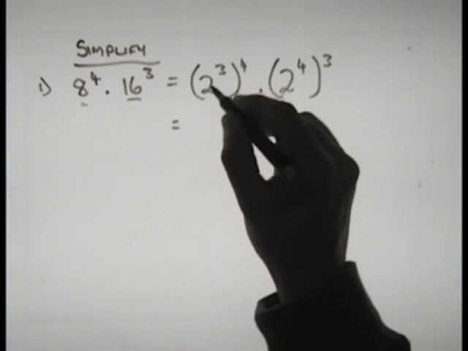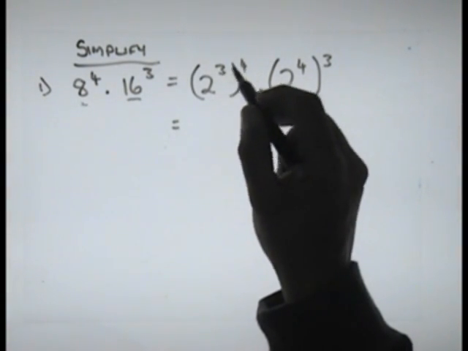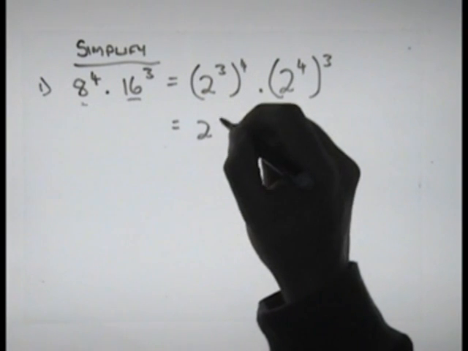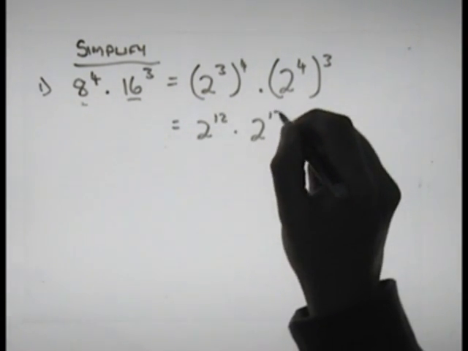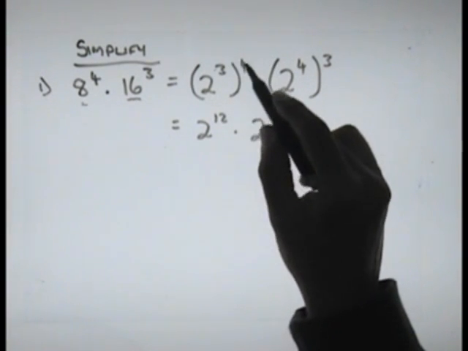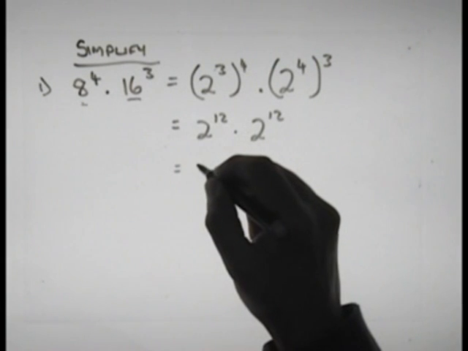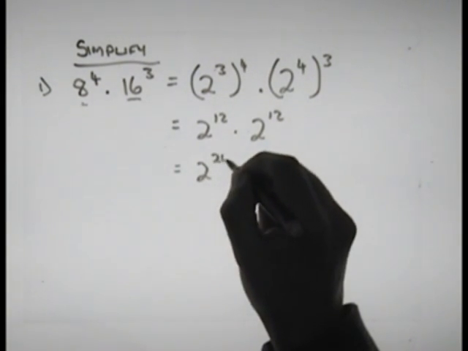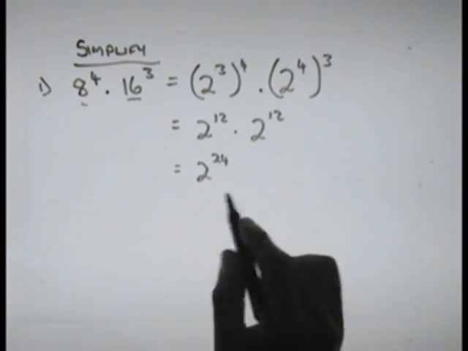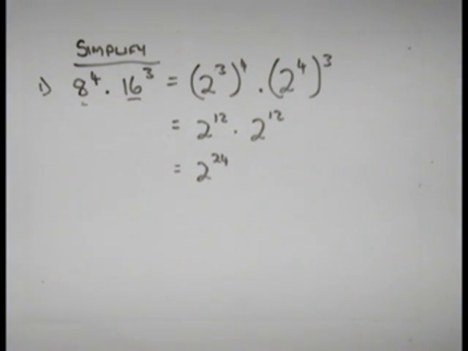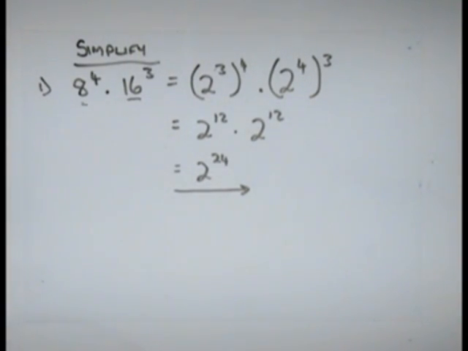That's going to give me, using the distributive law, 2 to the power 12 multiplied by 2 to the power 12. 3 times 4 is 12, 4 times 3 is 12, which is going to equal 2 to the power 24. If you want to, you can work that out. I'm not worried that you work that out. If your answer is left in this form, that's fine.